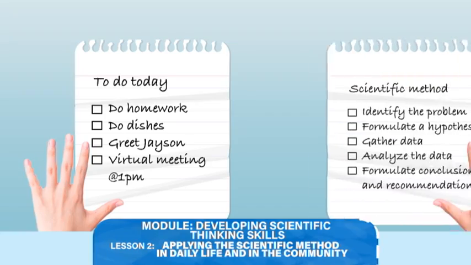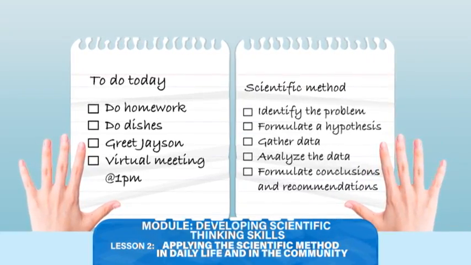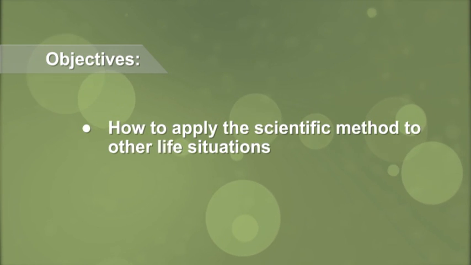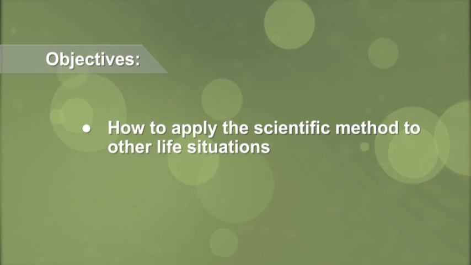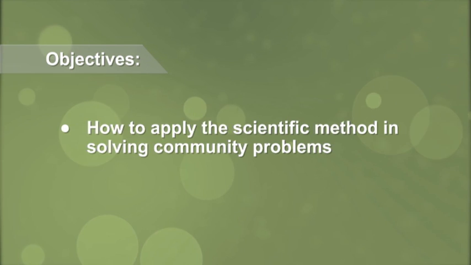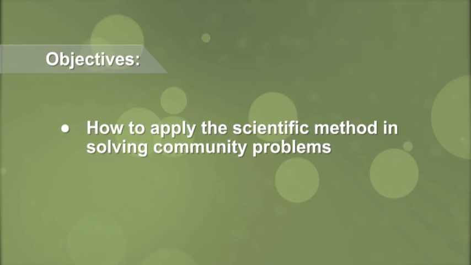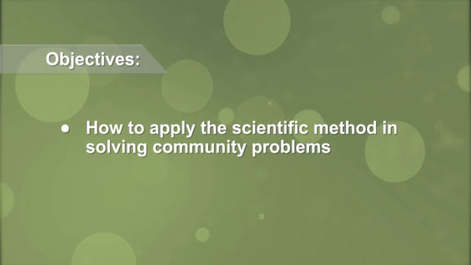In Lesson 1, we learned what a scientific method is. We learned the steps involved as well as pose simple problems that it can solve. The question now is, can we actively apply it to both our daily lives and within our communities? In this lesson, we will learn how to apply the scientific method to other life situations and how to apply the scientific method in solving community problems.